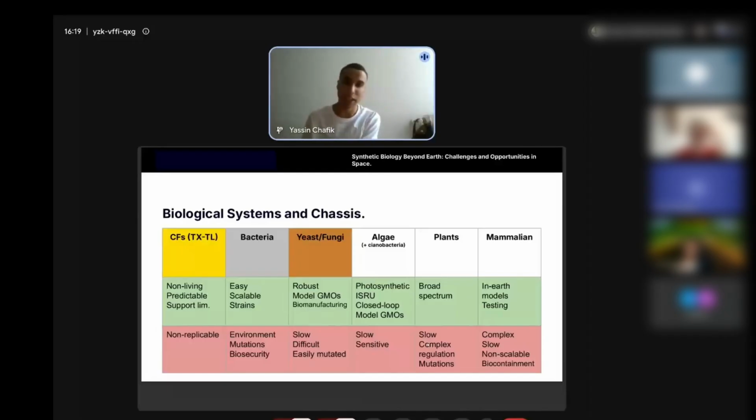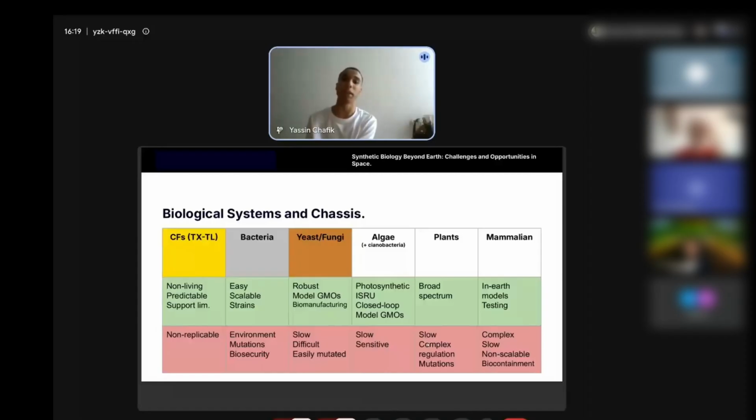And at the end, mammalian synthetic biology regarding space is the worst. You've got very low predictability and very low correlation with your experiments. The good thing is that there are Earth models, so if you understand what happens with mammalian cells, you can understand what's going to happen with humans in space. And they are very good for testing.